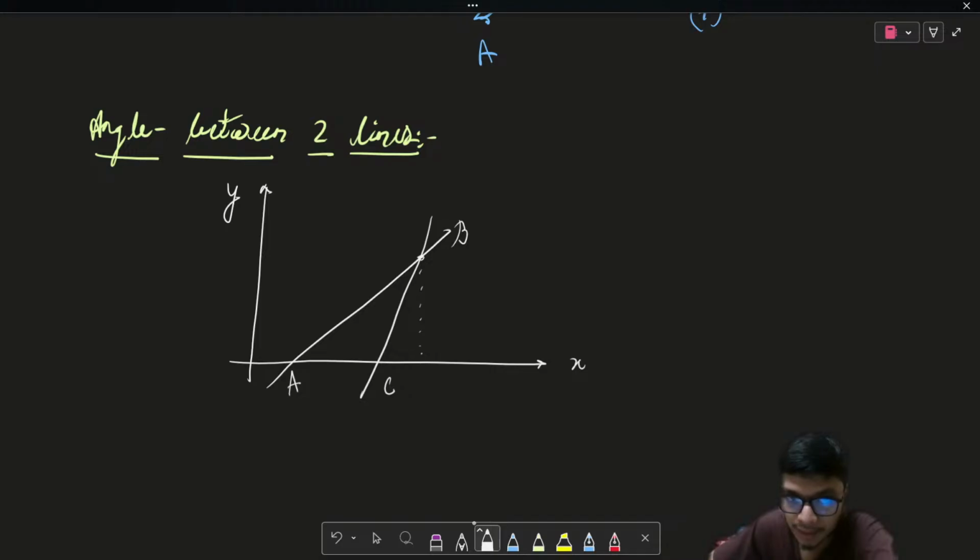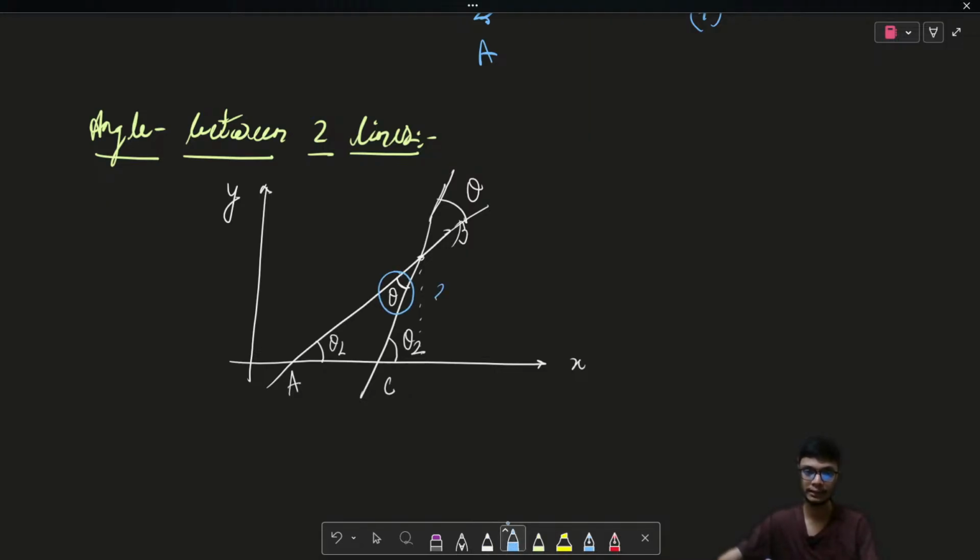Now, if I say that this line AB is making an angle theta 1 with the positive x-axis, and the line CB is making the angle theta 2 with the positive x-axis, right? So therefore, the angle between the lines is basically given by this particular angle theta. Now our main concept comes over here: how am I going to calculate this particular angle theta, right?